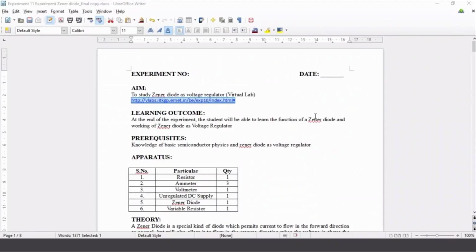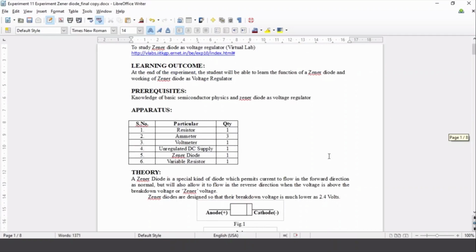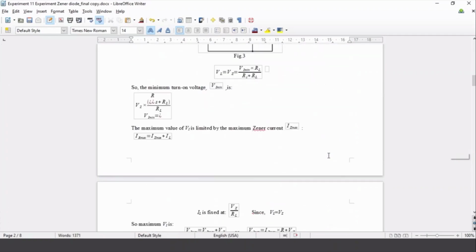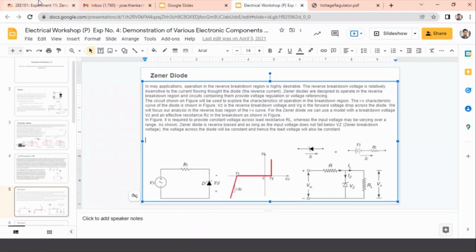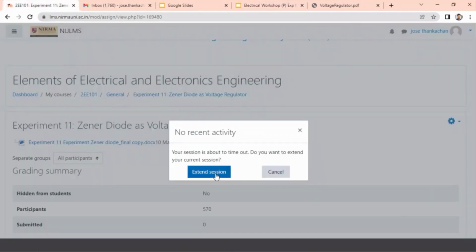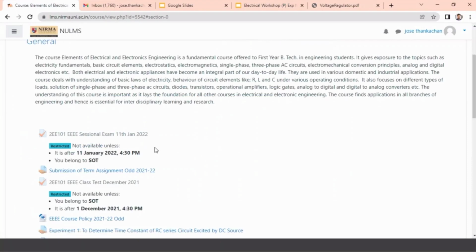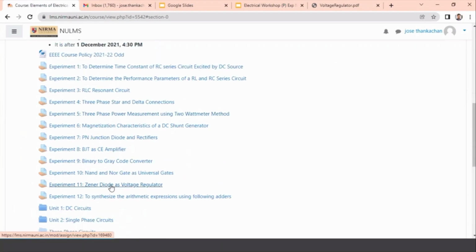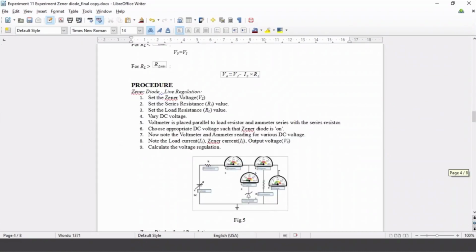Yeah, so the link I have already added in the chat box. You all can do it in parallel and go through the manual also. This manual will be shared with you and it is already there on LMS. So please go to LMS, it is our 11th experiment, the Zener diode as a voltage regulator. Complete this record for experiment number 11. Go to the lab manual.